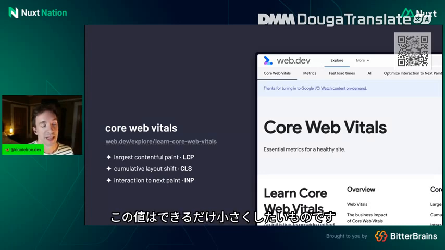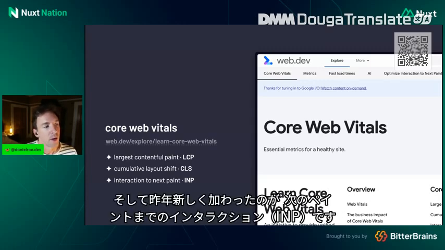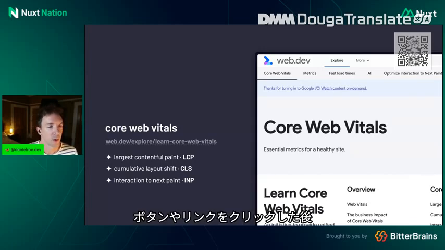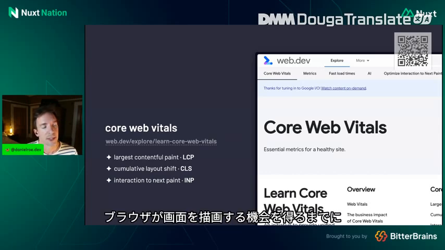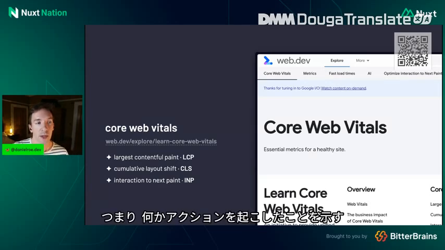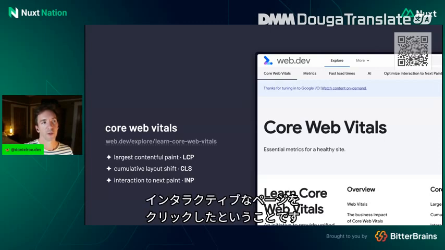You want that to be as little as possible, just as you want the largest contentful paint to be as short as possible. And a new one, which just came in over this last year, is interaction to next paint. That is basically after you interact in some way with a site, like clicking a button or a link, how long does it take for the browser to get a chance to paint the screen in response? Some kind of indication that you have done something. Your click has registered. You have not just clicked on a frozen page, you've clicked on a page which is interactive.